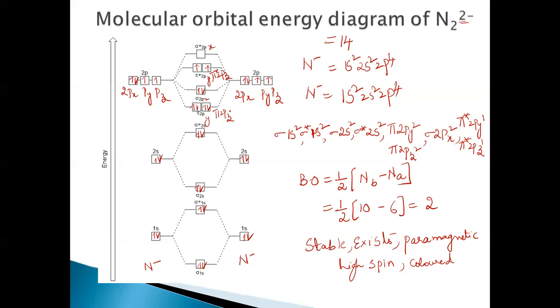When you come to the HOMO and LUMO, there are 2 HOMO here, that is the highest occupied molecular orbitals, these 2. And the lowest unoccupied molecular orbital is the one which is not filled up, since the filling stops here at the pi star level, that is pi star 2py and pi star 2pz. These are the highest occupied ones, and the lowest unoccupied molecular orbital will be the next level, that is sigma star 2px. Yes, this is about the molecular orbital energy diagrams of N2 and its ions.